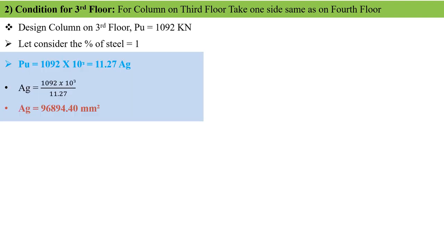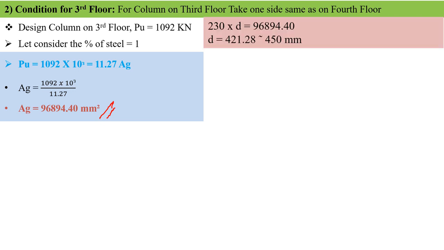Taking 1%, from the table we know that PU equals to 1092, which we already calculated, into 10 raised to 3, equals 11.27 Ag that we got from the table. So I can easily calculate the gross area. Gross area equals 96,894.40 mm square. This is the complete gross area, and I need to keep one dimension of the column the same, that is 230 mm.